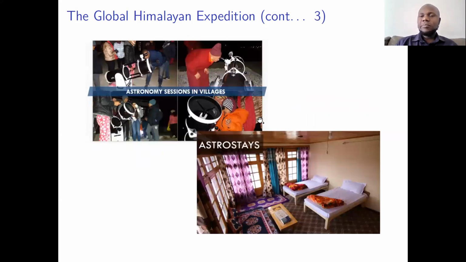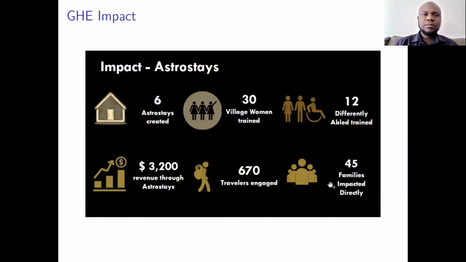These are just some pictures which are showing what a homestay looks like in the bottom right here. And on the top left here, you can see some stargazing sessions. Tourists go up these mountains, they pay to stargaze, they pay to stay in some of these beautiful AstroStays, thereby stimulating the local economy. So you can see the importance and impact of science at the local level.